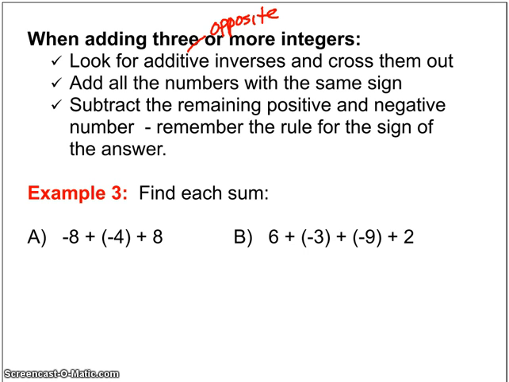Another step to do is use the commutative property of addition, and you can move the numbers around the order they're in. And I want you to add all the numbers that are positive together and add all the numbers that are negatives together. And again, you can use the commutative property to switch the order around to do that. And then, if you have positives left over and negatives left over, we can subtract the 2 because they have different signs. And remember the rule for the sign of the answer.